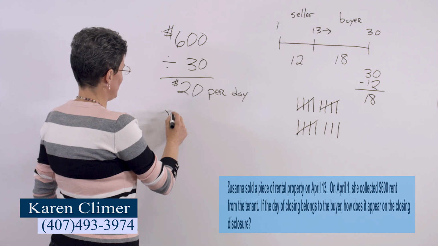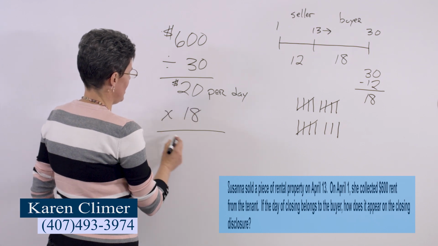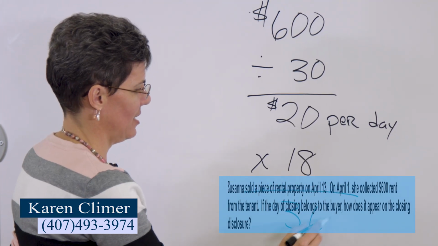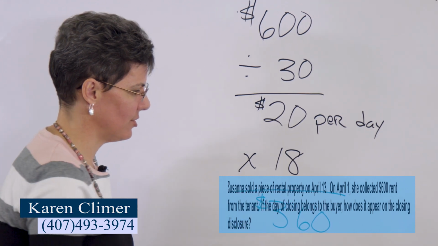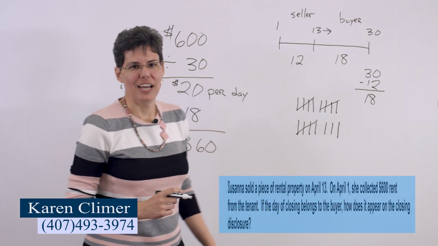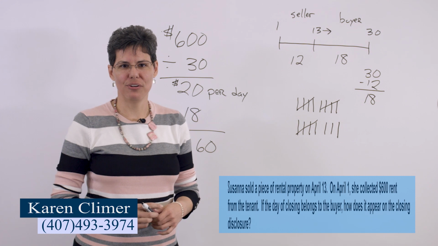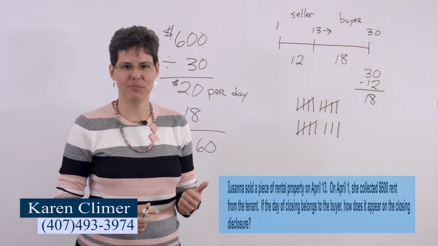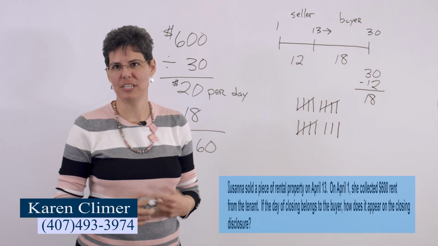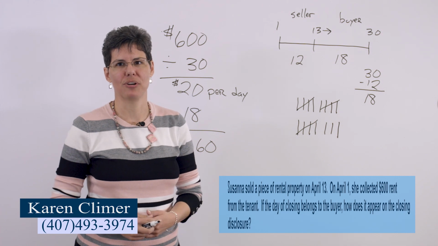So we're going to do $20 times 18 days, and that's going to give us $360. So we've got two choices that are $360. Is it one debit to the seller and one a debit to the buyer? So which one's the right answer?